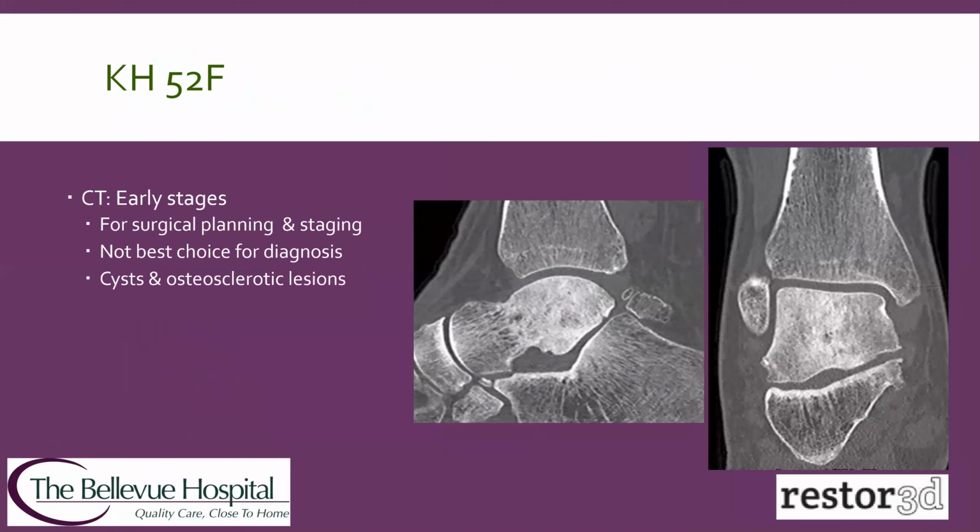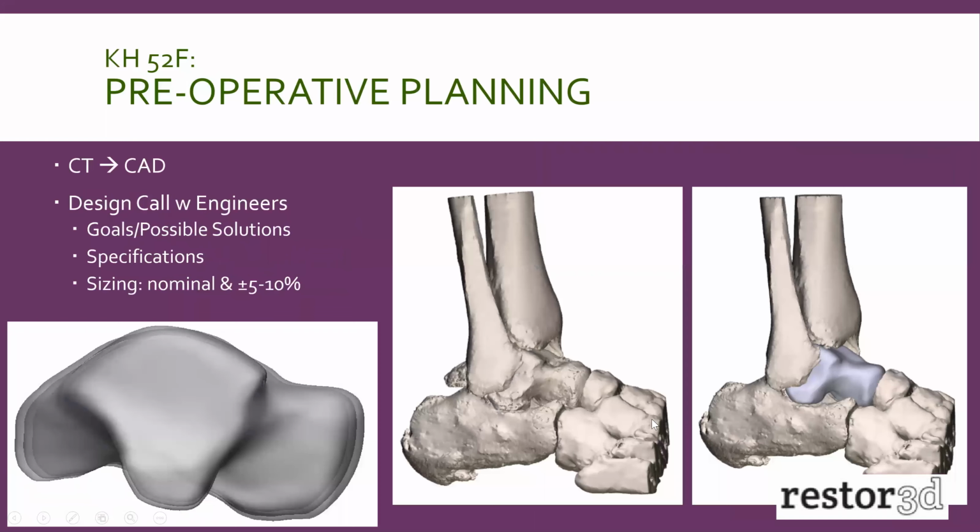So MRI is great for diagnosis, but the CT scan is better for the surgical planning regarding the 3D printing. It also helps me determine, okay, how much bone is really involved here. I mean, this is majority of the talar body and dome that's very sclerotic with some mixed cystic changes. That's kind of the hallmark of avascular necrosis.